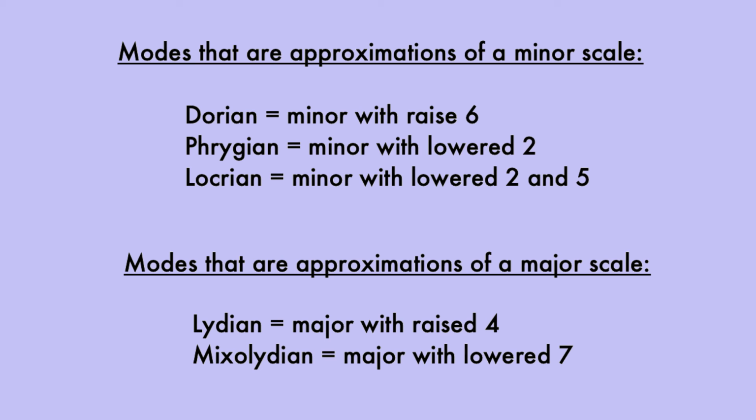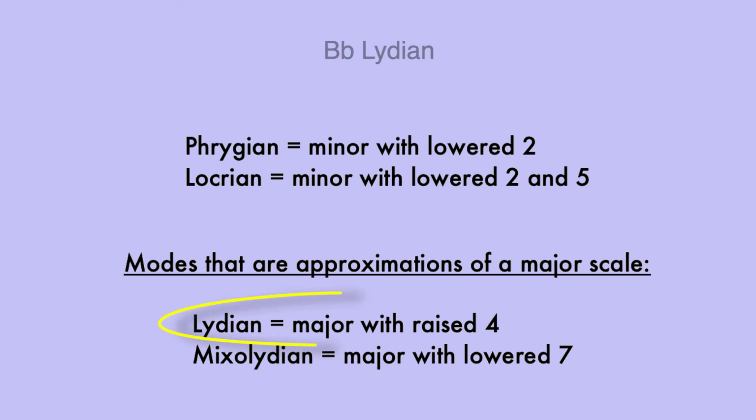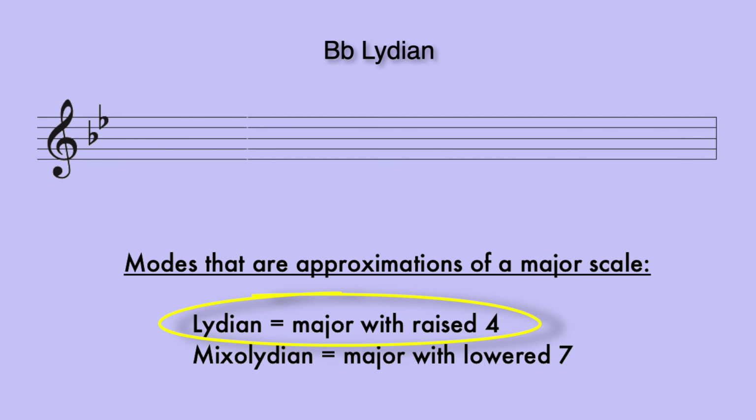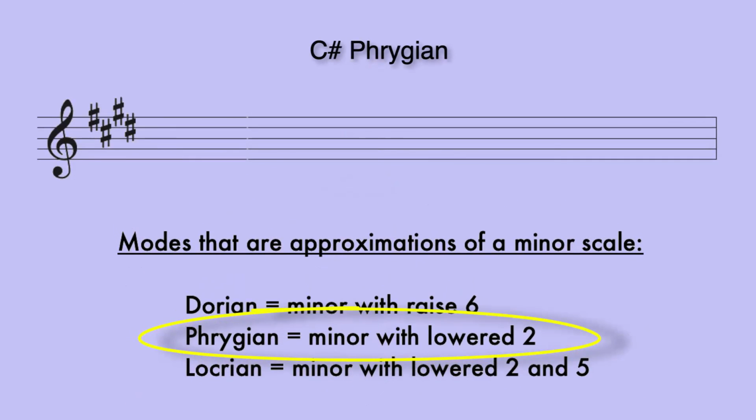Now let's put this to use. If I asked you to write a B-flat Lydian scale, you'd simply write a B-flat major scale, and then raise the fourth note, E-flat to E. That's it. If you want to write a C-sharp Phrygian mode, simply write a C-sharp minor scale, but then lower the second note, D-sharp to D natural. See how easy it is?